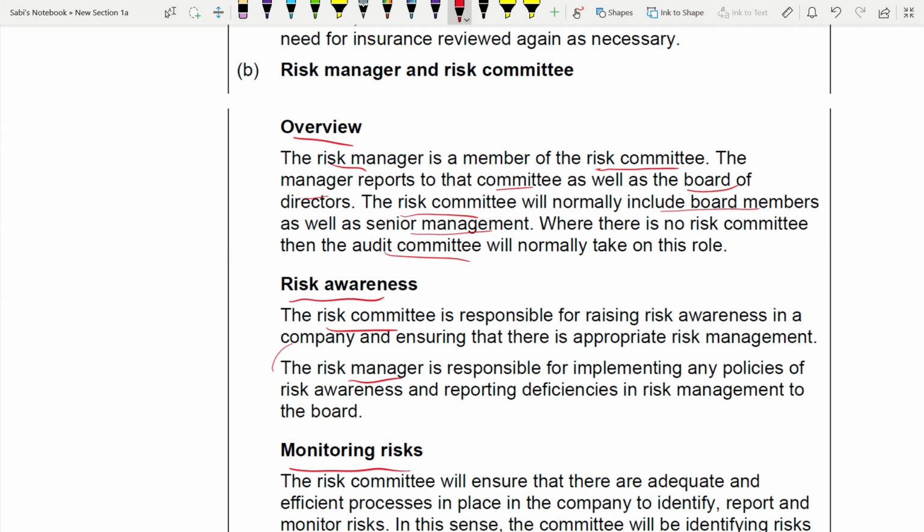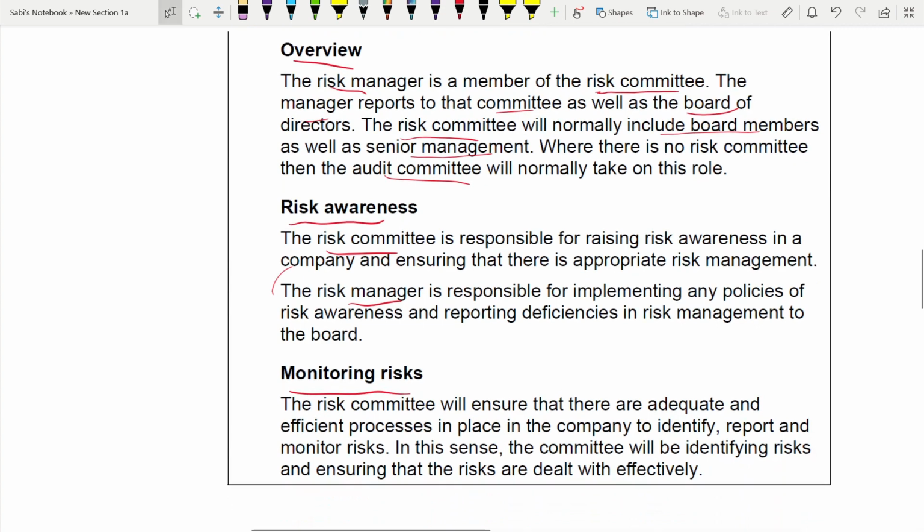But you need a risk manager. Okay. Even if risk committee is not there, still it will be carried out by the audit committee. Still the risk manager can report to the audit committee, but the risk manager has to be there. Okay. Now coming to the risk awareness.